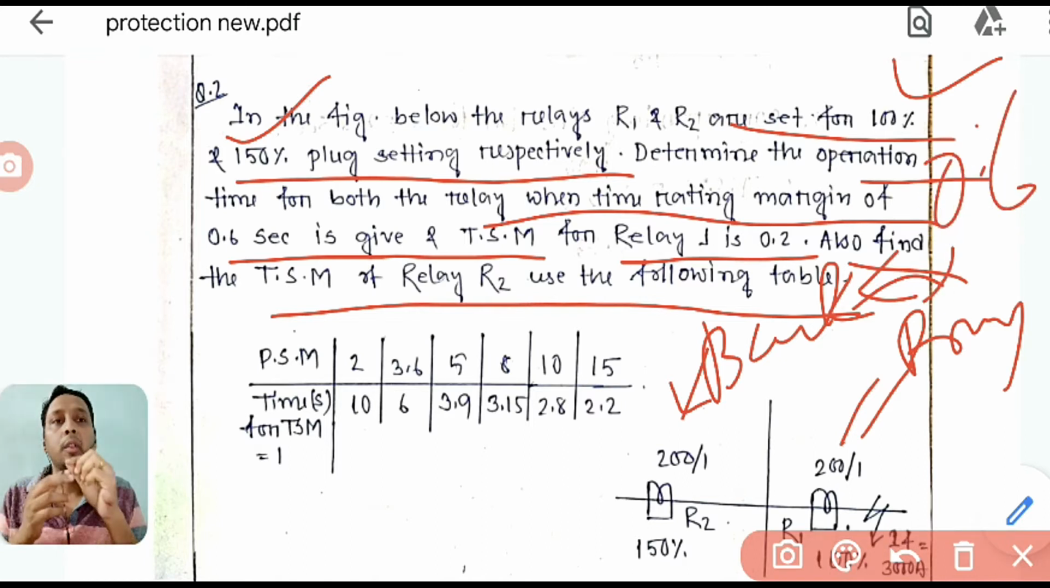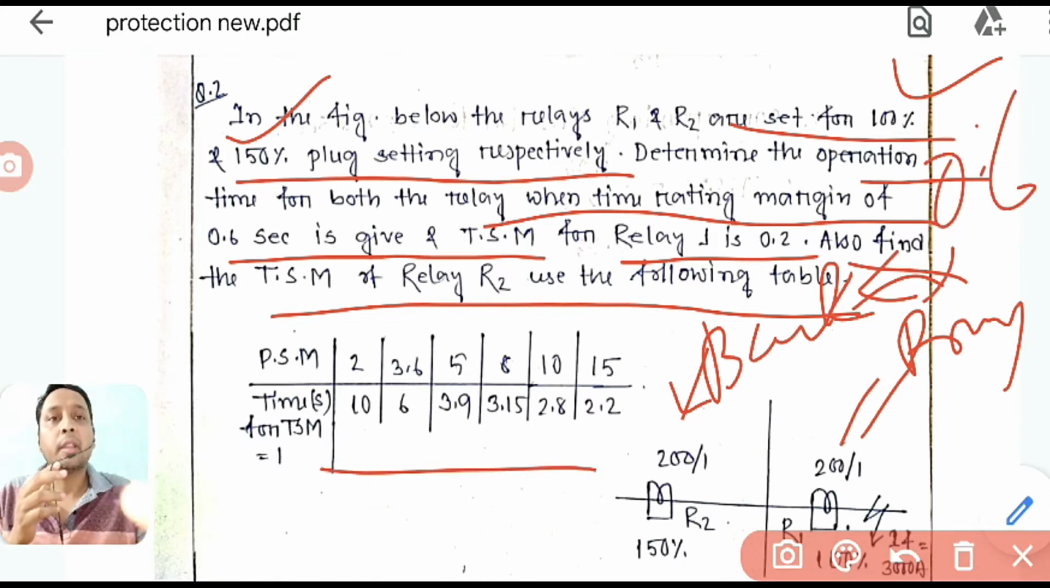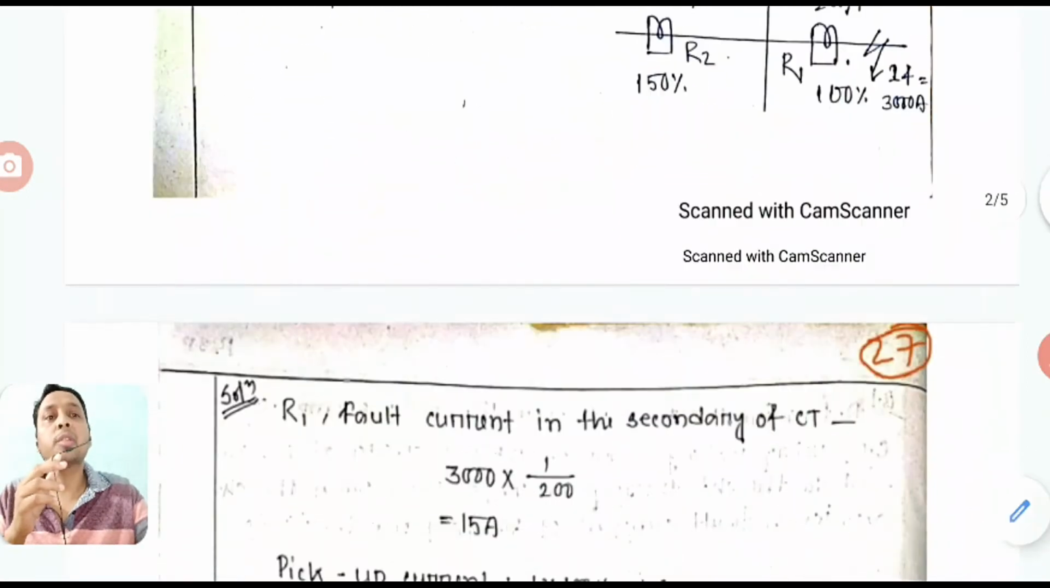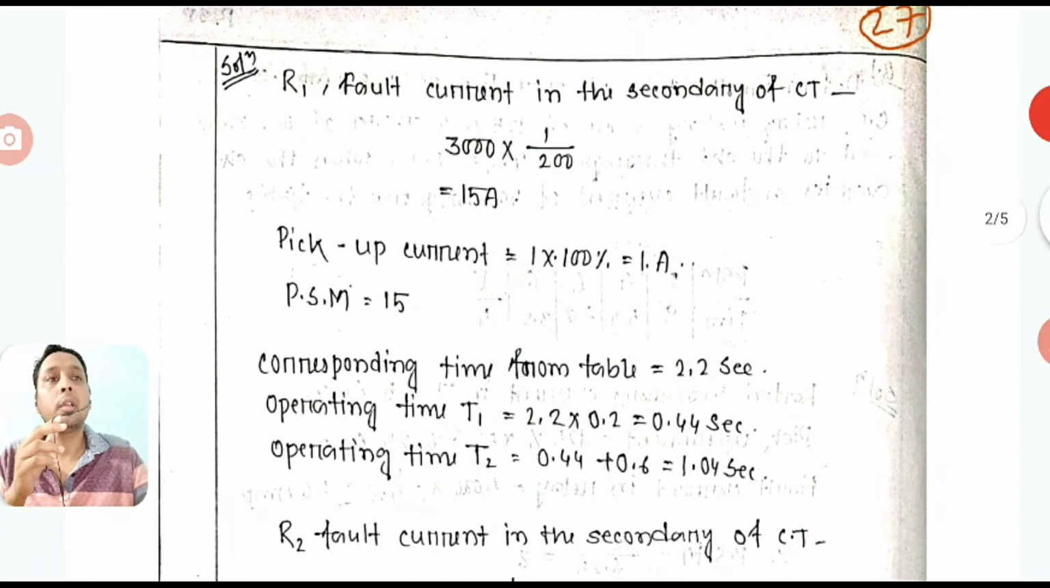They have given this table. Here you can use this table, and the ratio is also given. R1, R2, this ratio 200:1, 200:1 is given. So let's start from R1. Let us see what is the time taken by R1 to trip, and then we will add to that 0.6 second to get the time of operation for R2, because the time margin of 0.6 second they have asked.